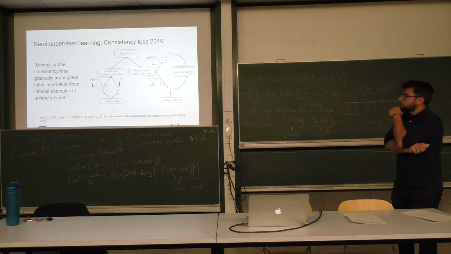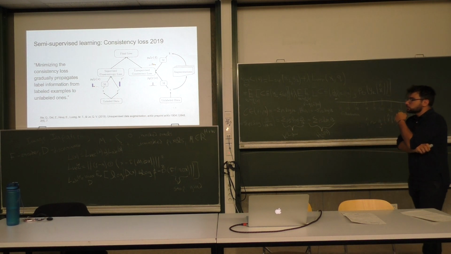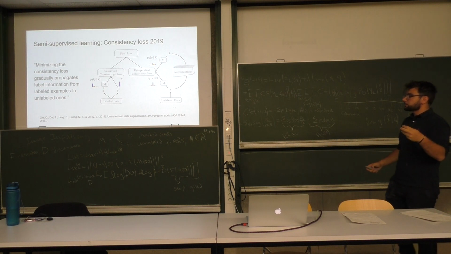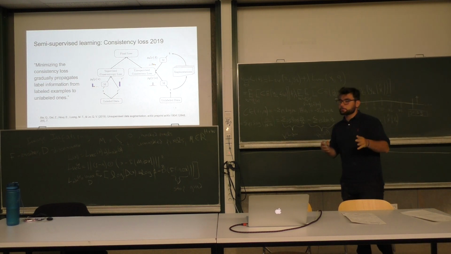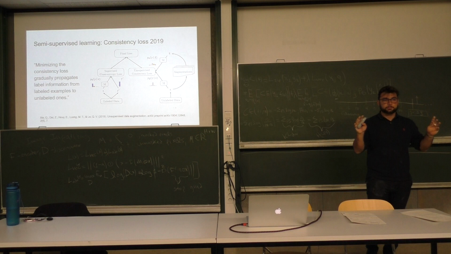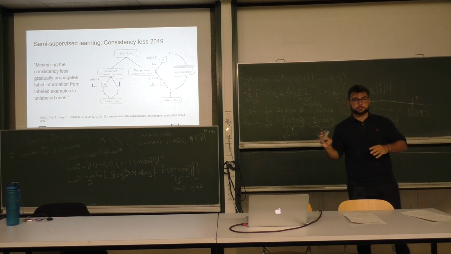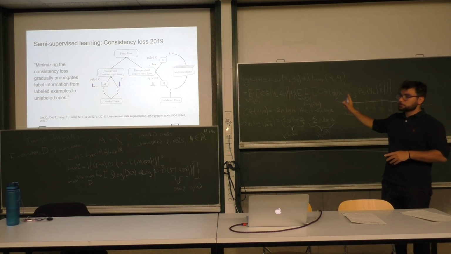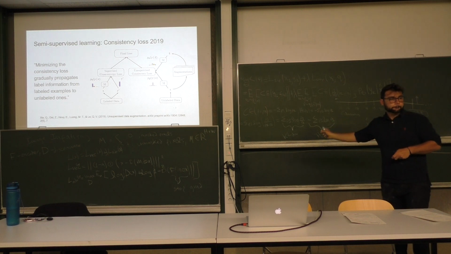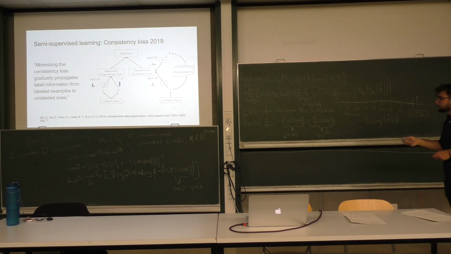And they write in the paper that this is a way to propagate labeled information from labeled examples to unlabeled examples. This is a more intuitive explanation. Any questions about the approach or the math? All right.